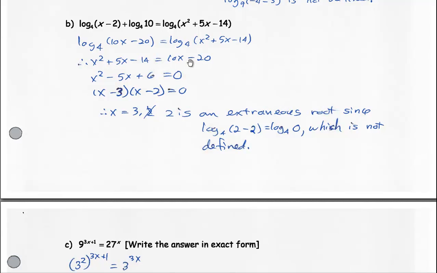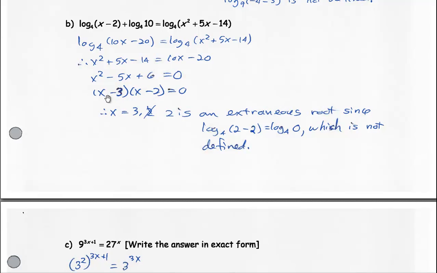Now I kind of switched sides, both sides, but that's okay. Just so my signs work out better on the left, that's all. So I'll bring the 10x over, subtract 10x from 5x, you get negative 5x, add 20 to both sides, and negative 14 plus 20 is 6. And we'll factor this. So what adds to negative 5 multiplies to 6, which would be negative 3 and negative 2. So we'll factor into x minus 3 and x minus 2.